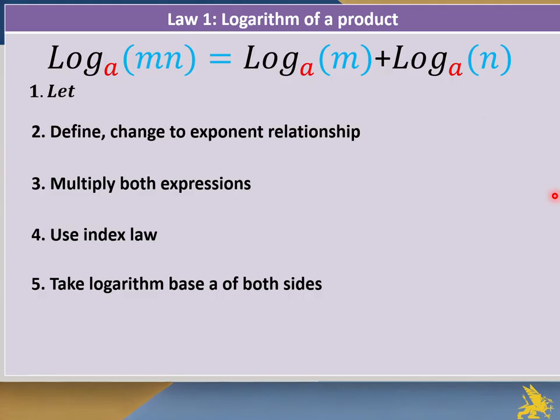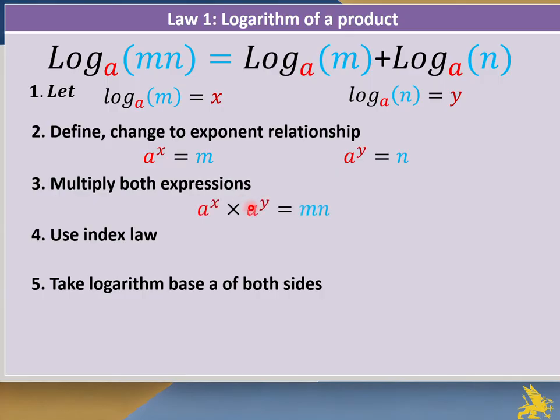We're going to be looking at log base a of mn is equal to log base a of m plus log base a of n. So we're just going to make them separate. This one is going to equal x, and this one is going to equal y. We're going to change to exponent form. So that means we've got a to the power of x equals m, a to the power of y equals n. We're going to multiply both of these expressions.